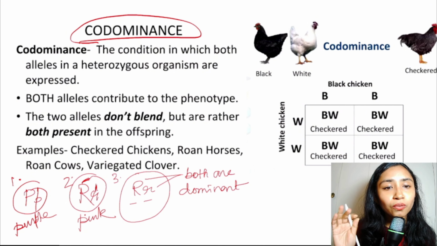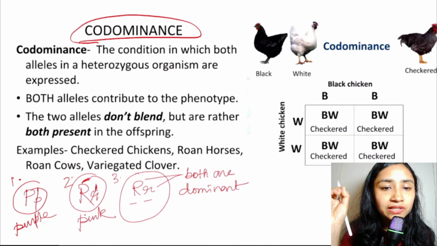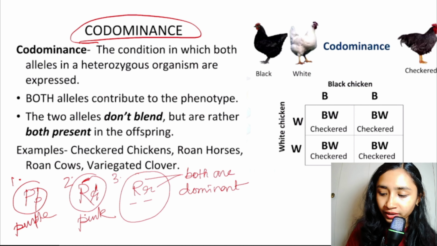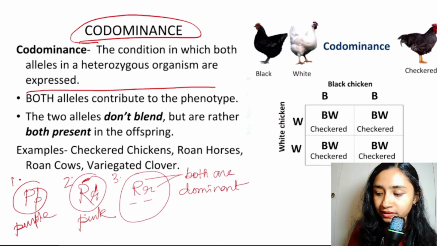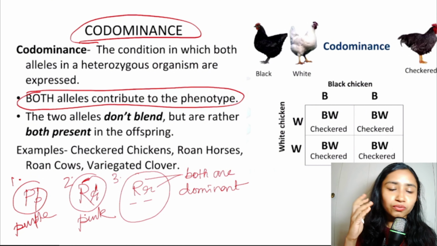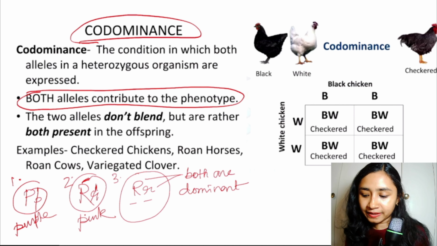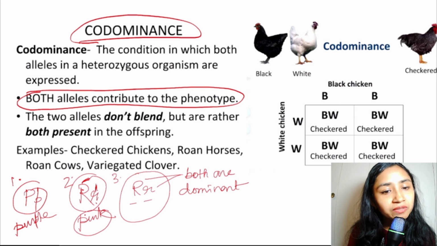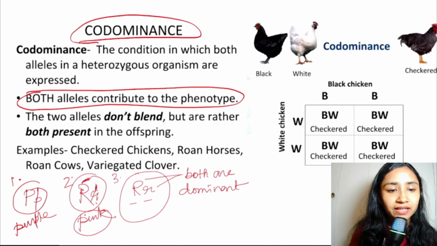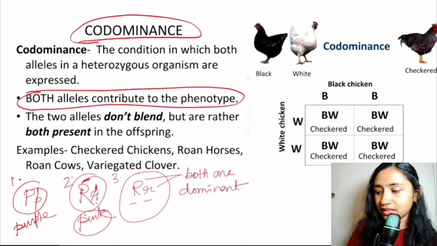Okay, so in codominance, in heterozygous condition, both the alleles will contribute to the phenotype. It's very, very important. The two alleles don't blend, but are rather both present in the offspring. They do not blend, both are present in the offspring. Okay, examples are checkered chickens or roan horses. Here we can see the codominance.